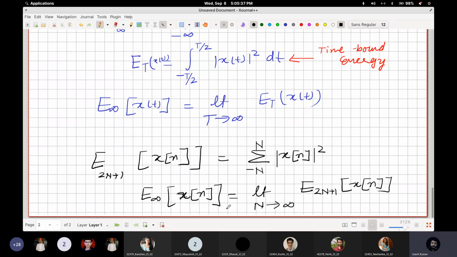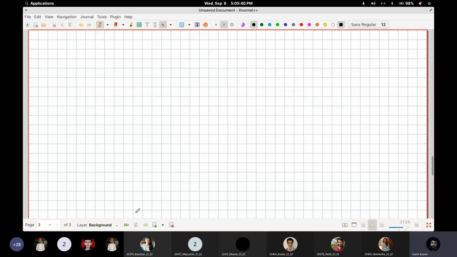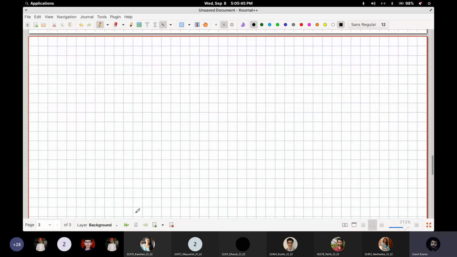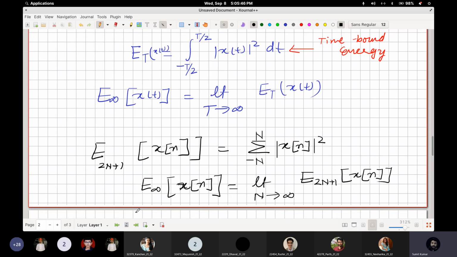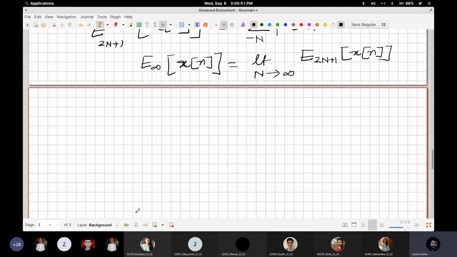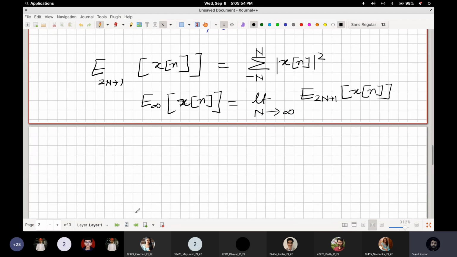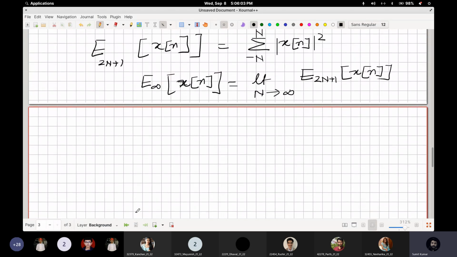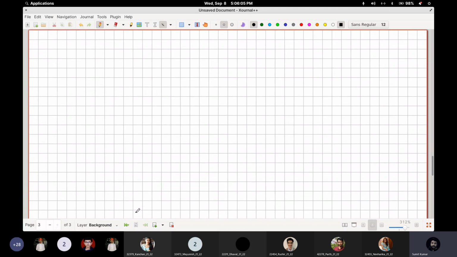Okay, so I hope that this is very, very clear. Now let's see some examples of signal energy. Generally, signals which are time limited, which are time bound, are going to be energy signals. Signals which exist from minus infinity to infinity can also be energy signals under certain situations, but we will see them later. Let's just discuss the energy of some very basic examples.